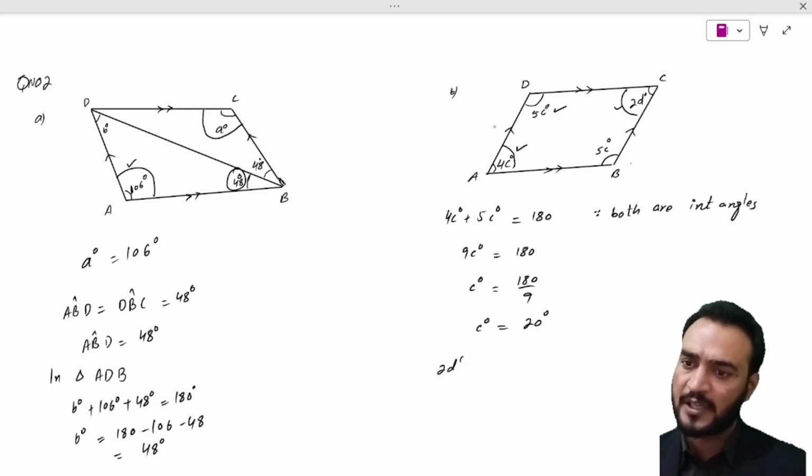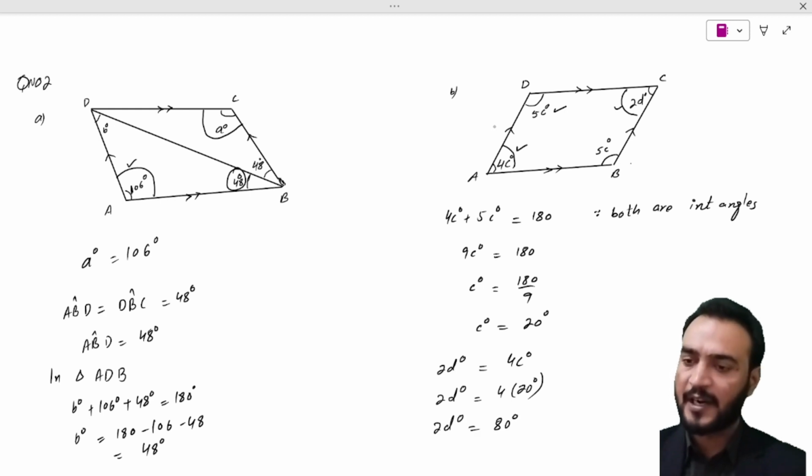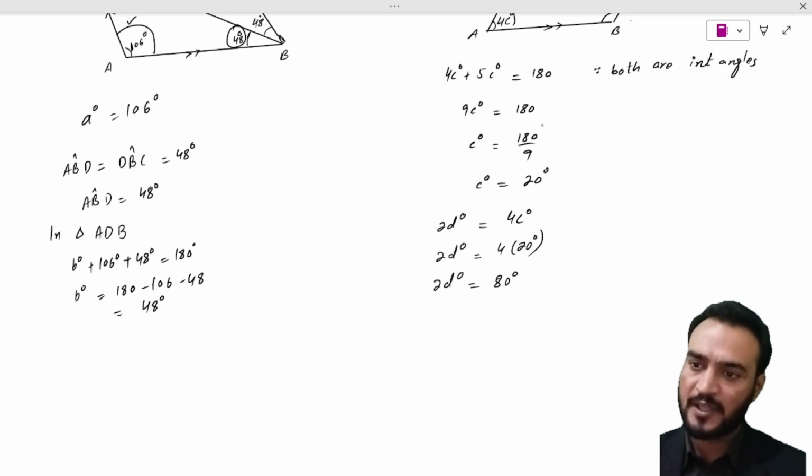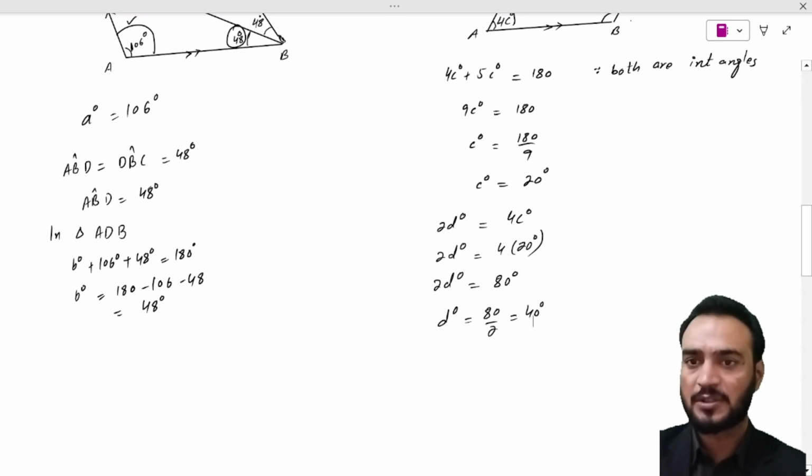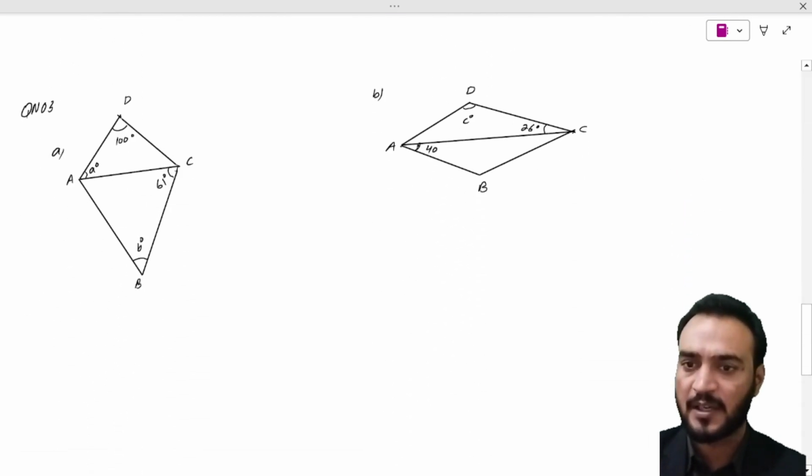So we write 2D first and put it equal to 4C degrees. We know the value of C degree, so 2D degrees equals 4 times 20 degrees. 20 times 4 is 80 degrees. 2D degrees is equal to 80 degrees, and dividing it by 2 we get the value of D degree, that is 80 over 2, which is equal to 40 degrees. Hence the value of D degree is 40 degrees. So this was the question number 2. Now let us solve the question number 3.